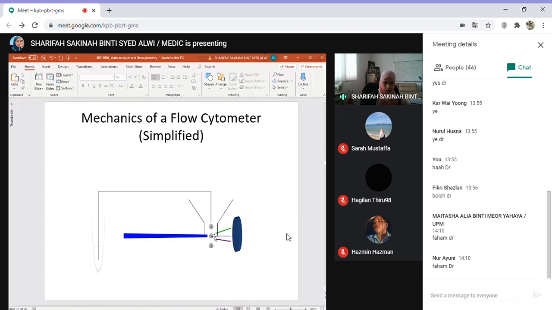And then the light will be scattered, according to the fluorochromes that you use to stain the cells. This scattered light will reach the photomultiplier, and the photomultiplier will convert it. The latter part is the electronic part. So it's very easy, very simple. This is the simplified version of a flow cytometer.